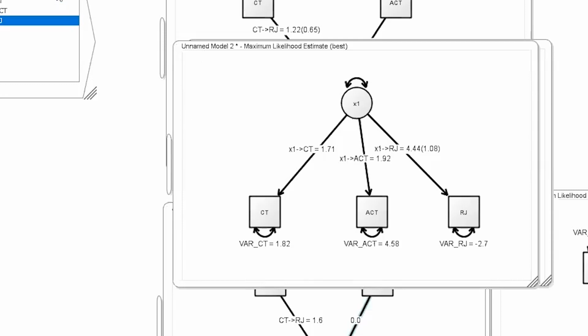Now I see in this model that I've got a standardized coefficient bigger than 1 and I have a negative variance down there. So for this particular example, this is not what we would call a proper solution, but the point of the exercise is here's a diagram and here's what it looks like. We'll get more into improper solutions when we talk about that later.